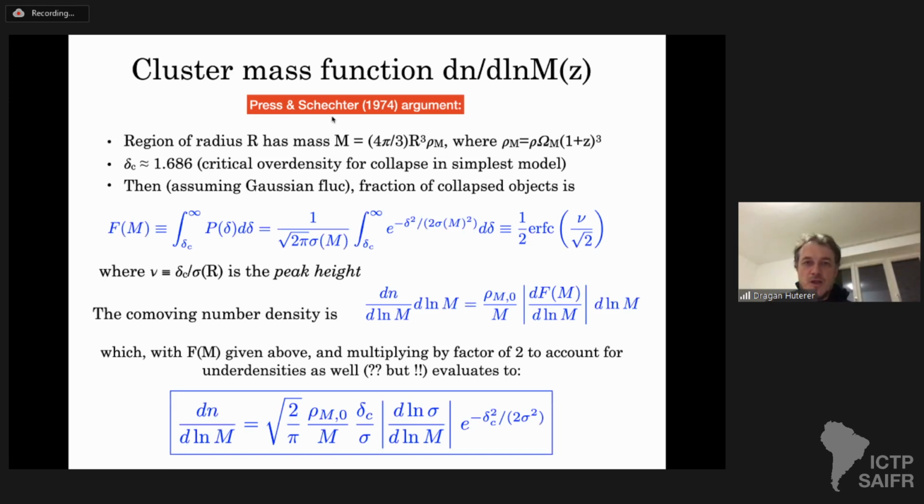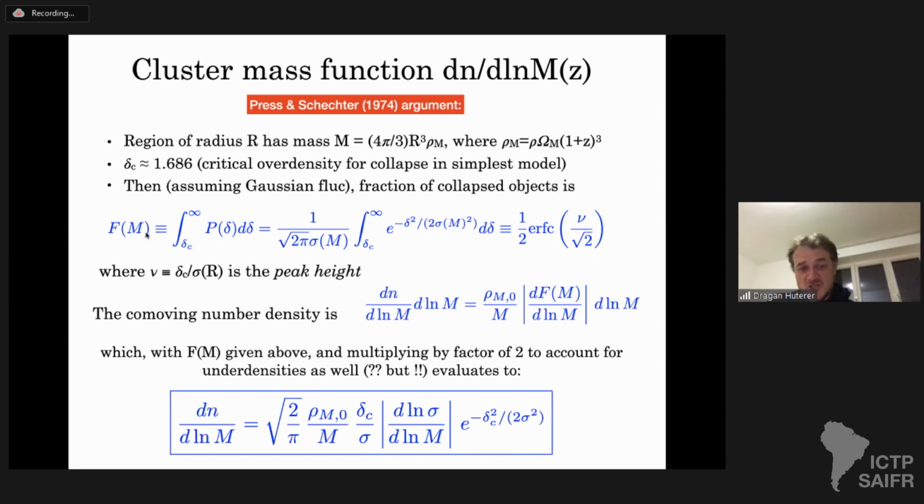Okay, so here's the brilliant Press-Schechter argument. This is one of the most famous arguments in cosmology, one that fits on a single slide and that you can do with freshman level mathematics. They said the following: a region of radius r has mass 4 pi thirds r cubed rho m, where rho m is the mass density. And Fabian talked about the critical density for collapse of 1.686, a number that looks precise. It's just a number you get from the spherical collapse model. A very, very simple model that, as Fabian talked about, lets you predict everything.